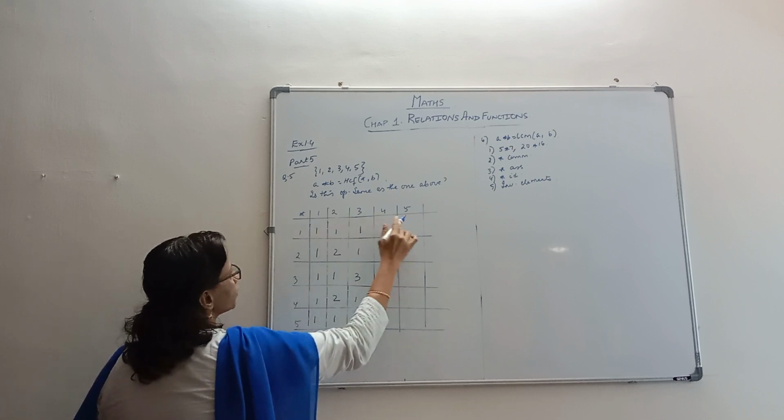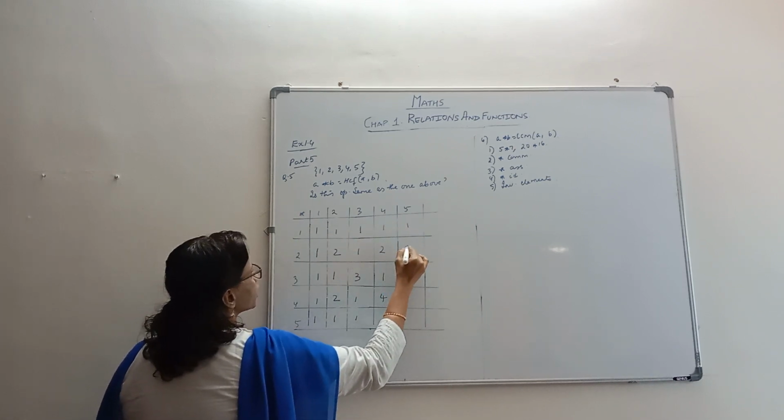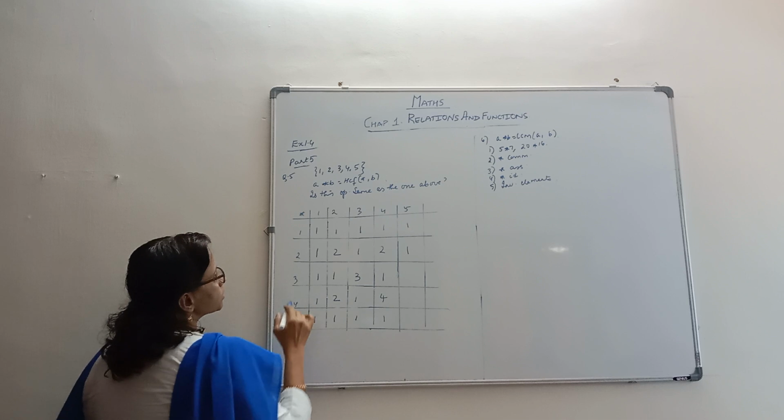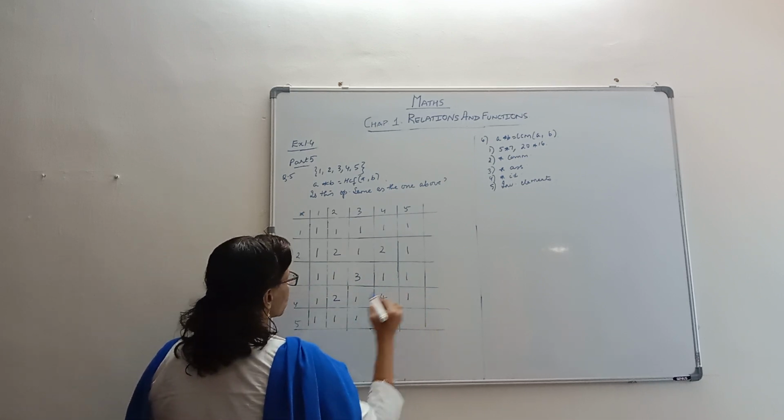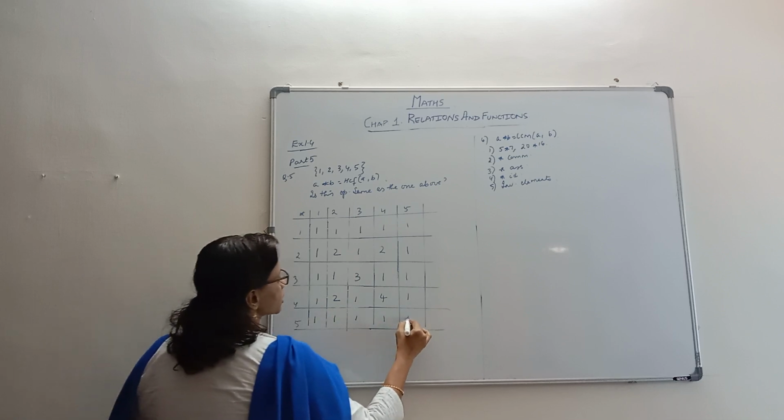Then between 1 and 5 the common factor is 1. 2 and 5 there's no common factor, so it's 1. Then between 3 and 5 there's no common factor, again it's 1. Between 4 and 5 no common factor, 1. So 5 and 5 common factor is 5.